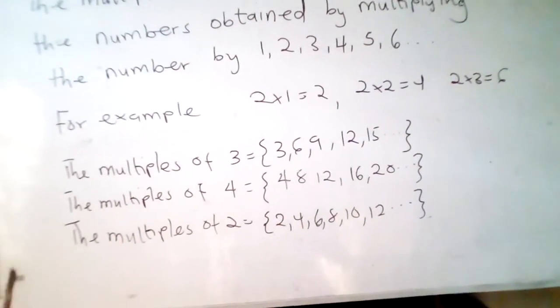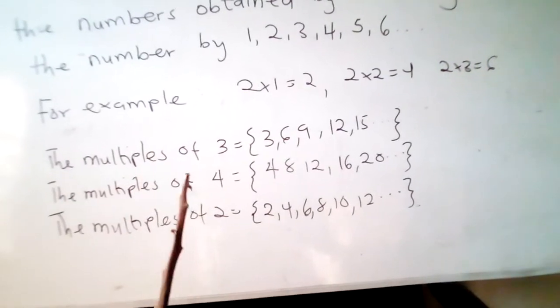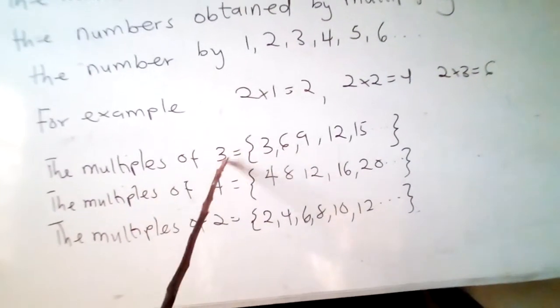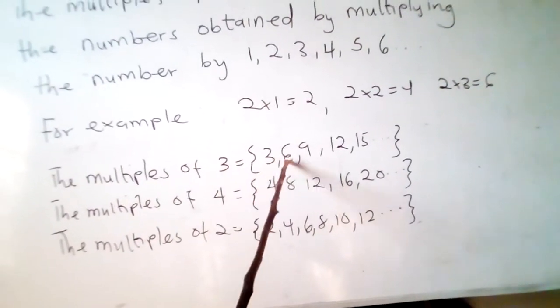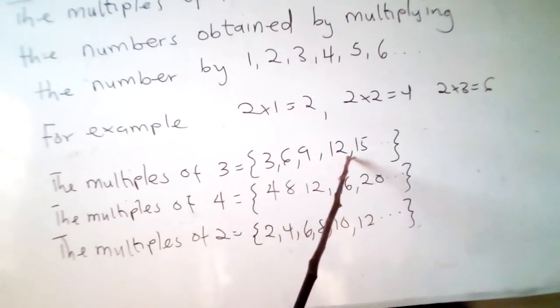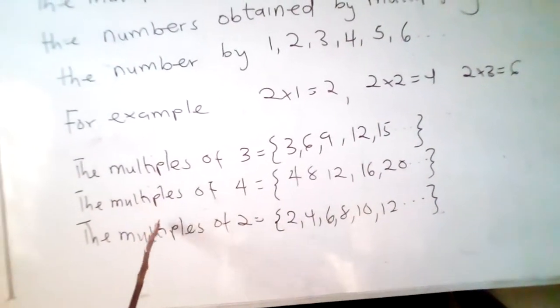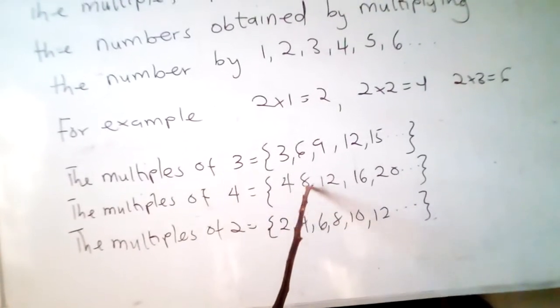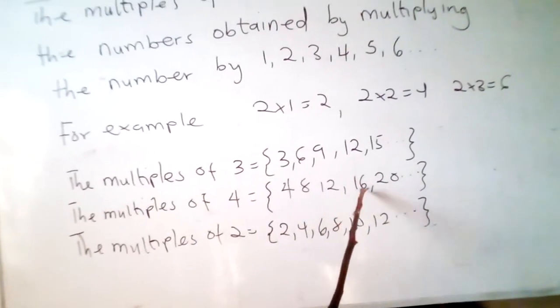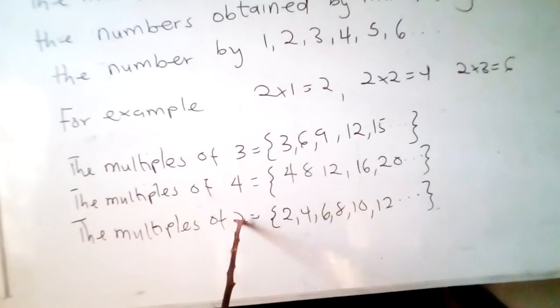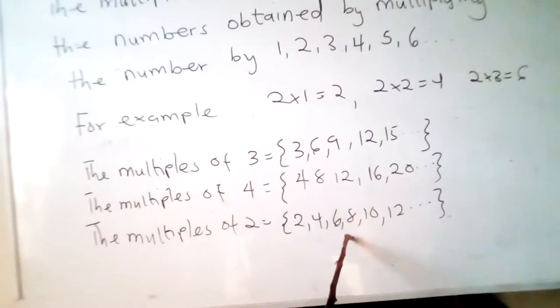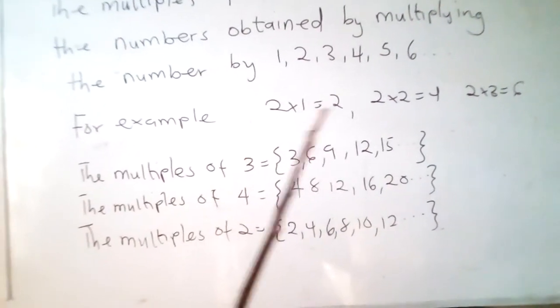So now let's look at the multiples of 3. 3, 6, 9, 12, 15, and so on. Multiples of 4: 4, 8, 12, 16, 20. Multiples of 2: 2, 4, 6, 8, 10, 12, and so on.